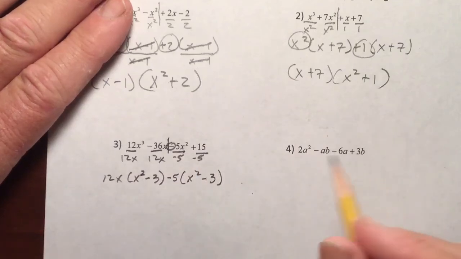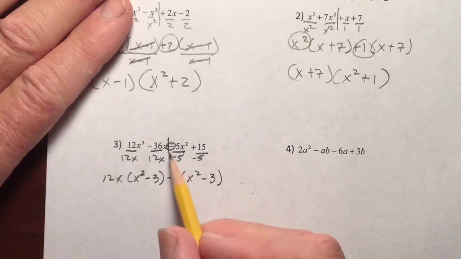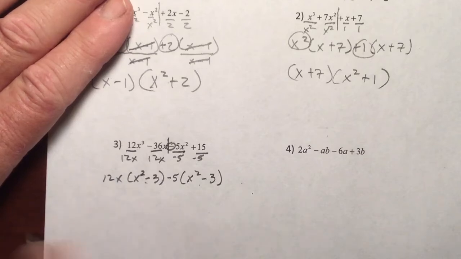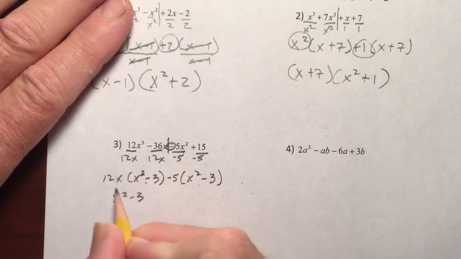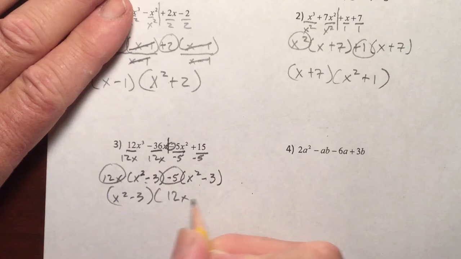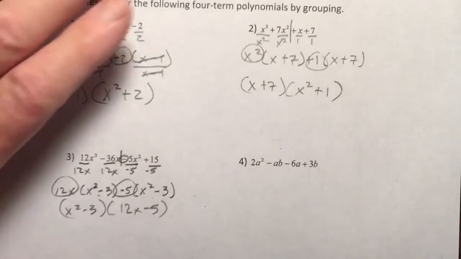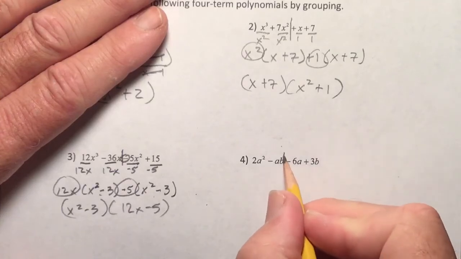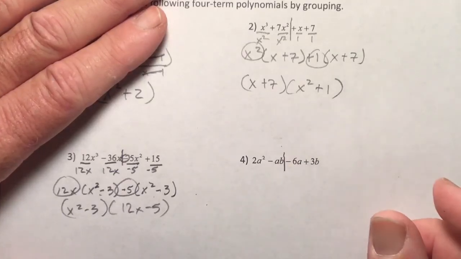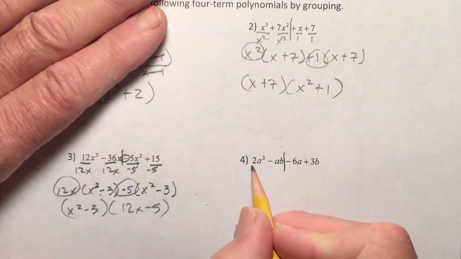If you don't factor out the negative when that third term's a negative, these two won't be the same, and then you can't go any further. So I'm just going to pop that out, and that's going to leave these two behind. And we're done. All right, next one. This is the same type of problem. Once you do three or four of these, it's no big deal. You pretty much have it.